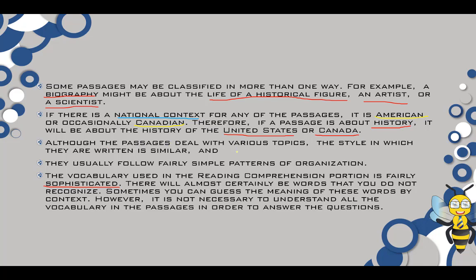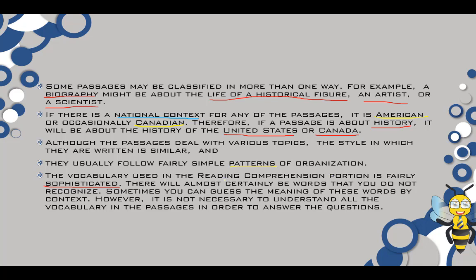Obviously, there are a lot of different topics, but they are always written in a similar way. They are always written in a formal form. And normally they always follow the same patterns. We're gonna check these patterns in a moment, about how they are organized.